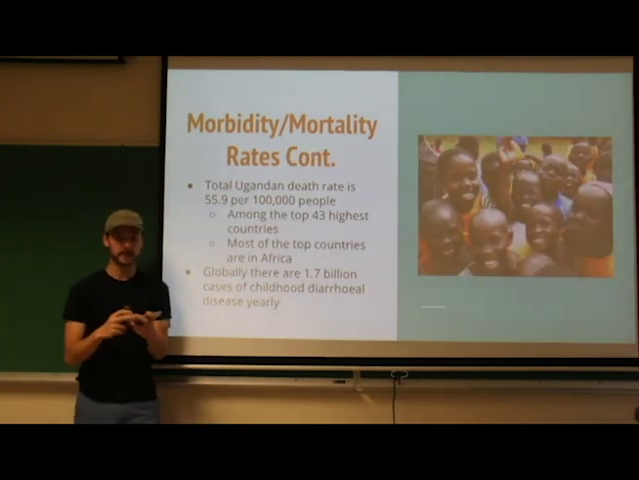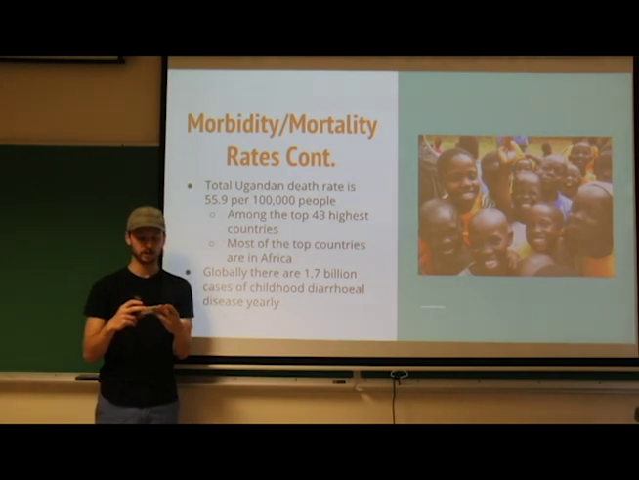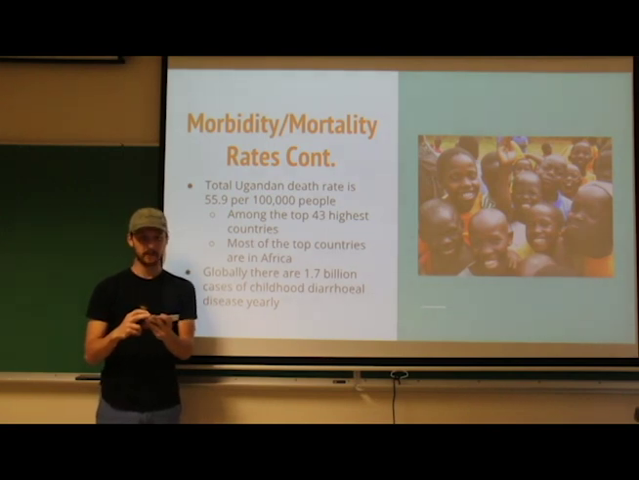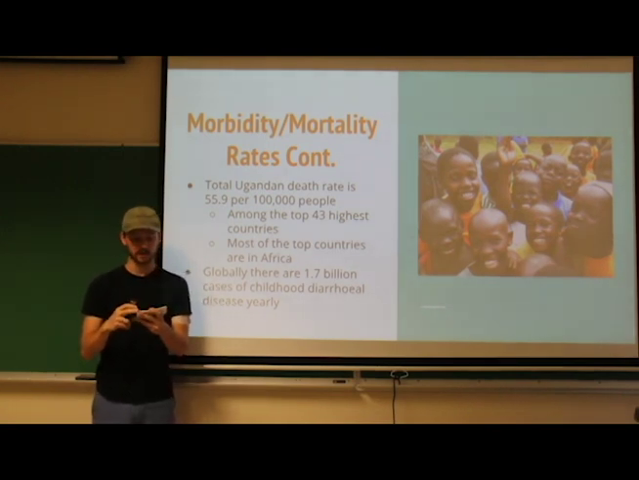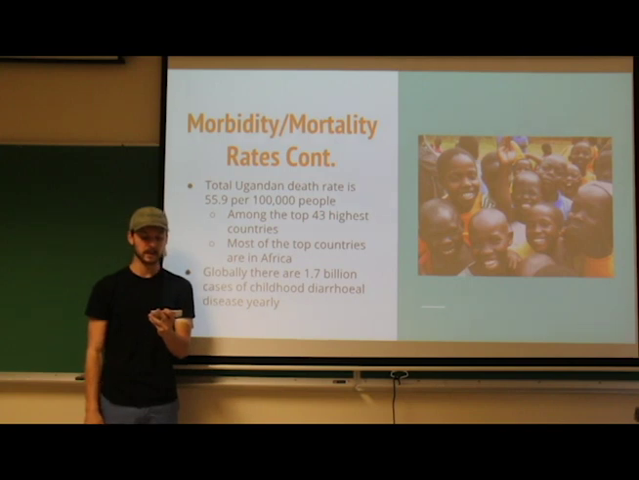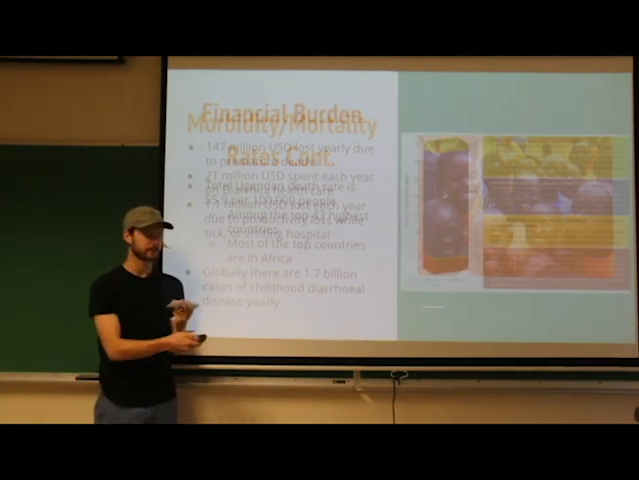The Ugandan death rate is 55.9 per 100,000 people. Those numbers are specifically the numbers for diarrhea-related illnesses. That death rate, 55.9 per 100,000, is among the highest 43 in the world. Most of those 43 countries are also located in the continent of Africa. Globally, there are 1.7 billion cases of childhood diarrhea every year.